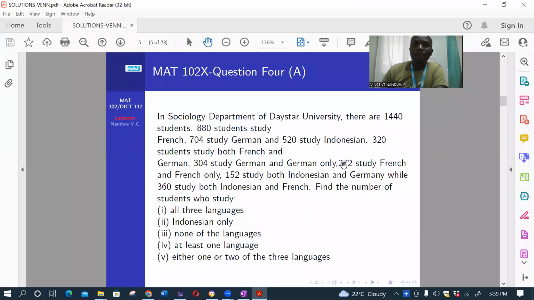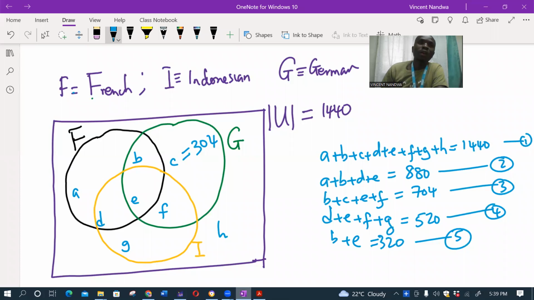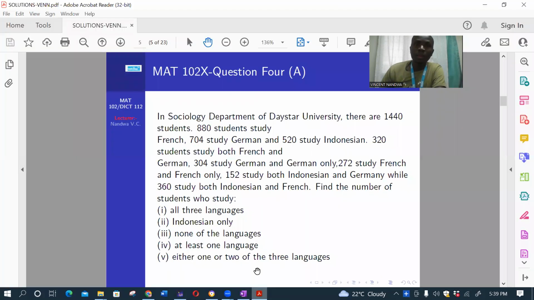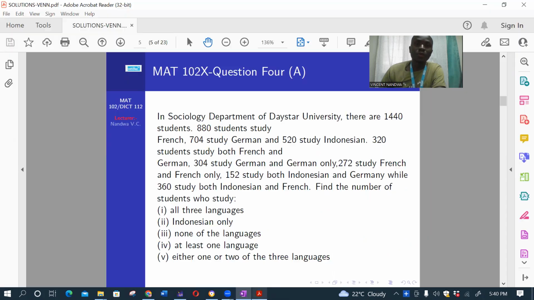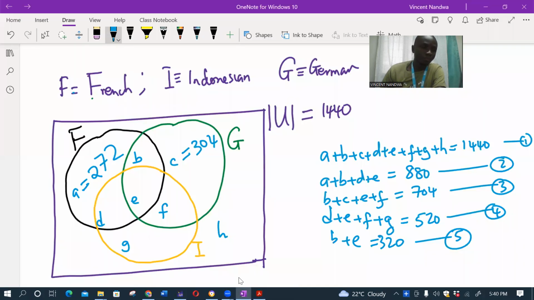And then 272 study French only. So we go to set F, and to be counted only in F and not any other set is this part A. So 272 are studying French only. 152 study both Indonesian and German. So 152 is where I and G meet, which is E plus F. So E plus F should give us 152.